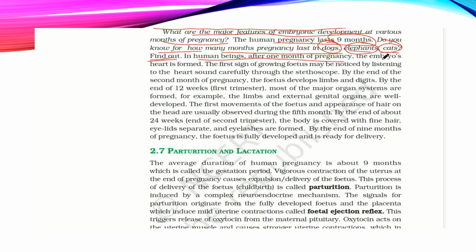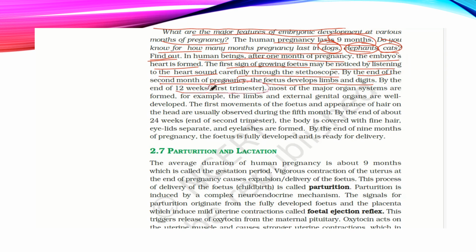Now in humans, after 1 month of pregnancy, the embryo's heart is formed. The first sign of a growing fetus may be noticed by listening to the heart sound. So after 1 month only, with the help of a stethoscope, if you go to a doctor, you can hear 2 heartbeats in the mother's body. One is the mother's own and one is the fetus's. Now listen carefully through the stethoscope. By the end of the 2nd month of pregnancy, the fetus develops limbs and digits. That is, fingers and limbs will be developed by the 2nd month.